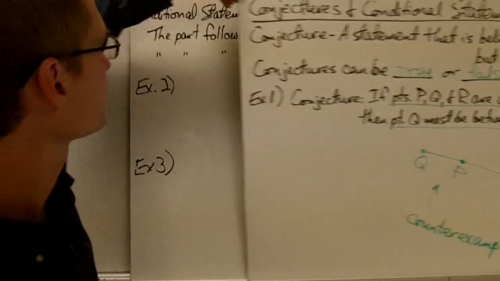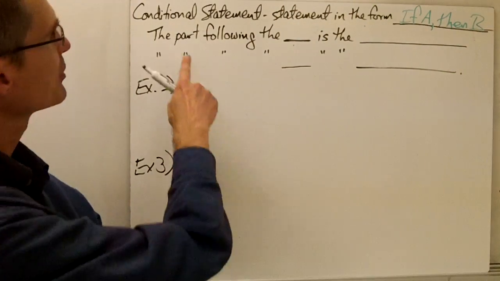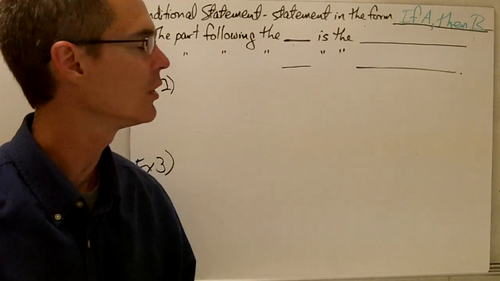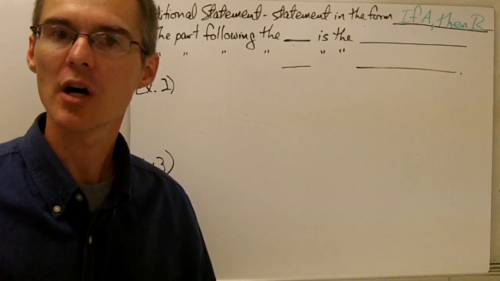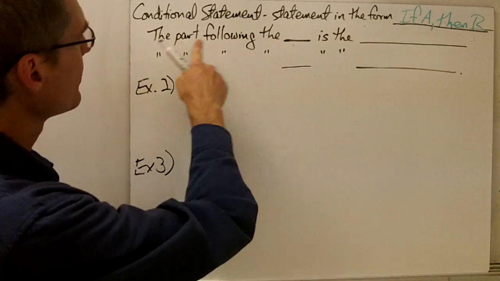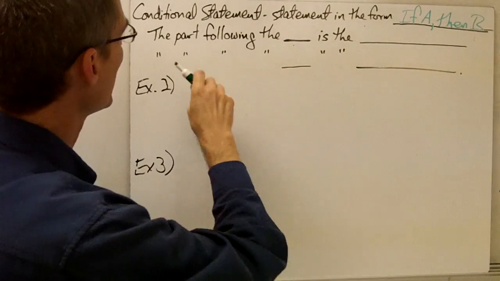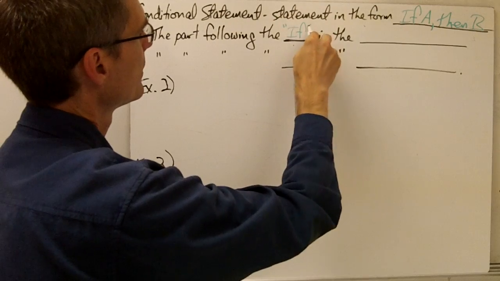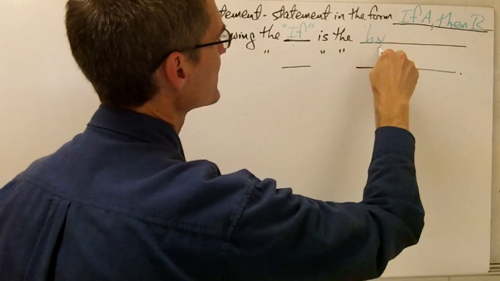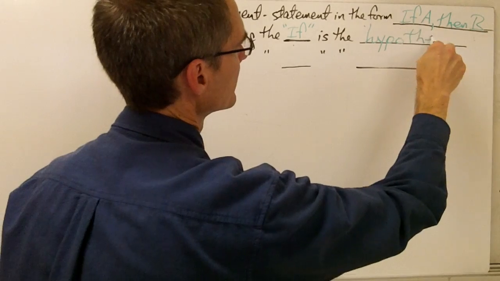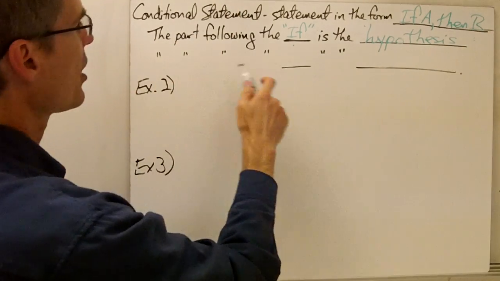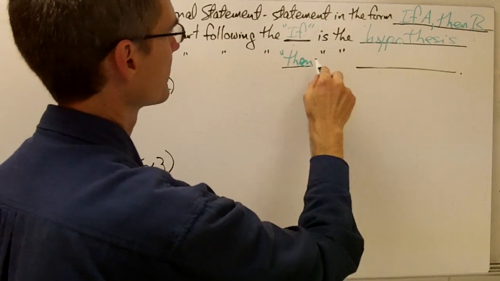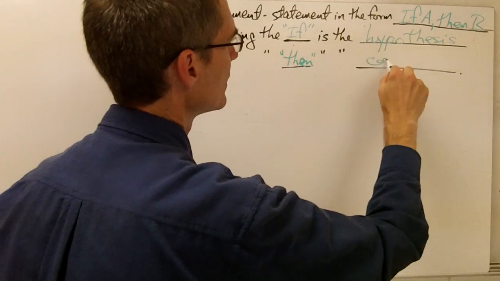It turns out that being able to write statements in this form, the if A, then B form, is very useful for applying different laws of logic. So, a conditional statement is in the form if A, then B. The part following the if is called the hypothesis. And the part following the then is called the conclusion.